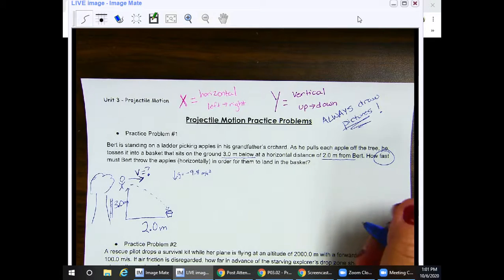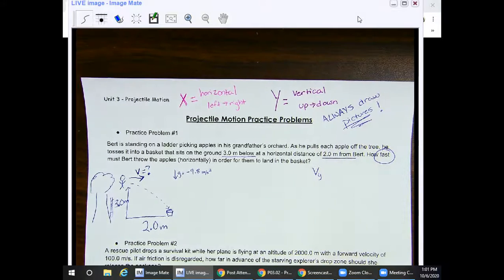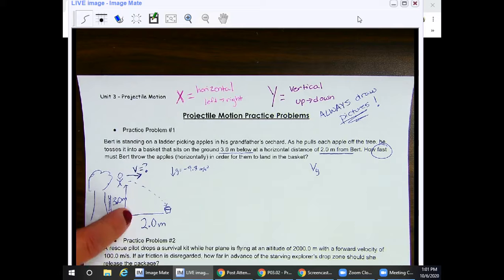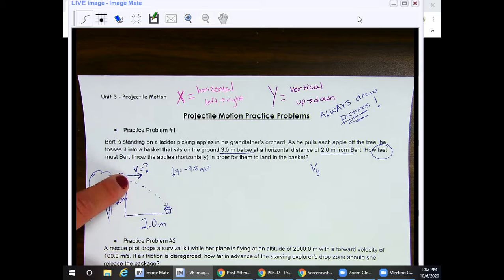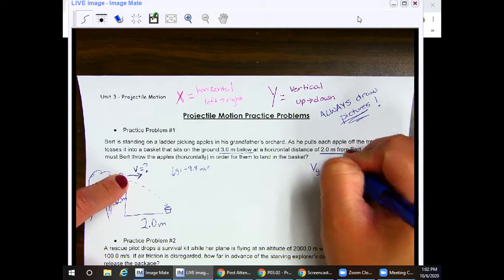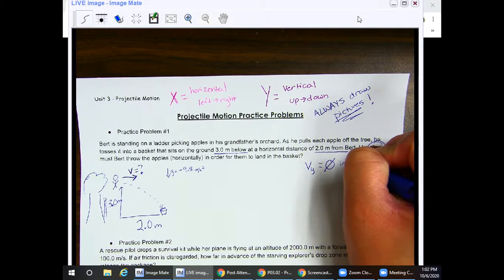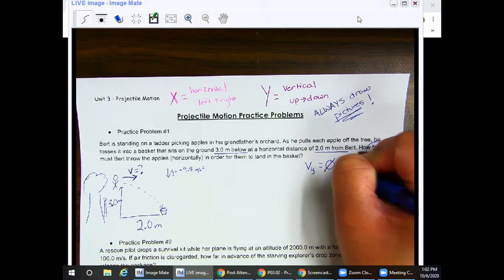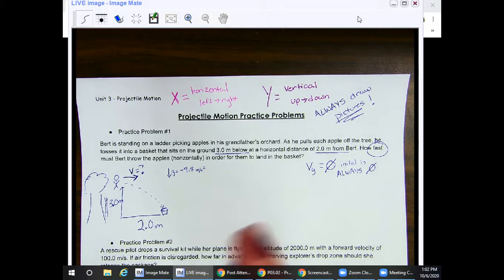Before we solve that, I want to let you know that we always know something about Vy. So before it comes down, he's holding the apple in his hand above ground. What is the initial Vy velocity before he drops it? 0. Good job. Vy initial is always 0. So you never really have to solve for Vy because we know the initial is always 0. So that means we're solving for Vx.